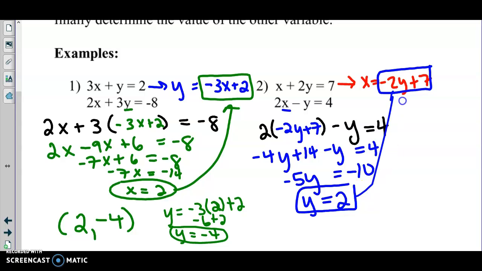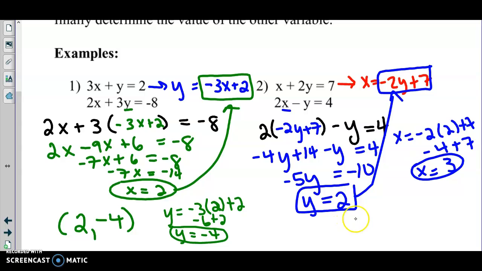I plug back in up here. x equals negative 2 times 2 plus 7. Negative 4 plus 7 is 3. x equals 3. Be careful, like I said earlier, your answer is out of order for this one, so you have to write x comma y. All right, this is the substitution method.